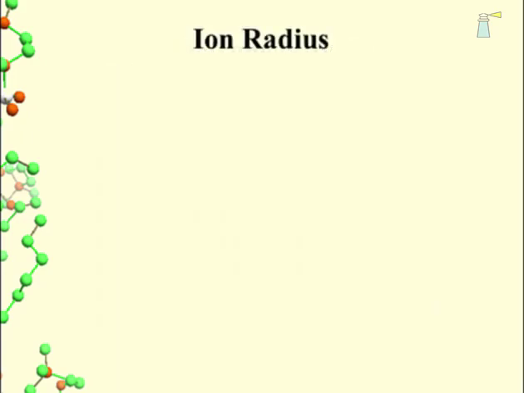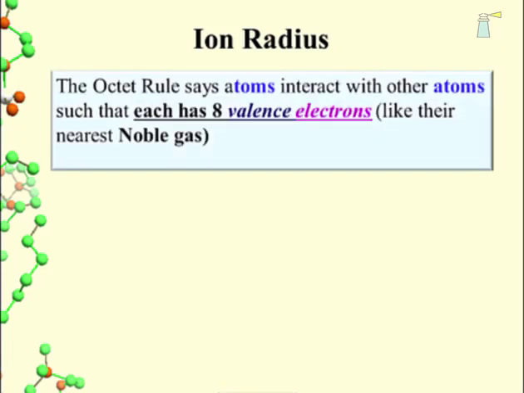Our last trend is that of ion radius. An understanding of ionization energy and electron affinity is useful in explaining why some atoms lose or gain electrons. Combining that understanding with the octet rule will further explain how ionization affects the size of the atom or ion. Remember, the octet rule says atoms interact with other atoms such that each has 8 valence electrons, like their nearest noble gas.